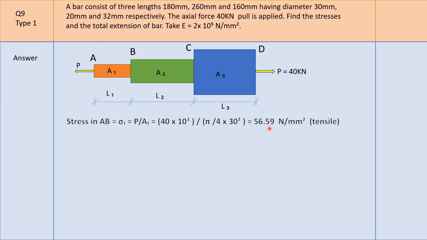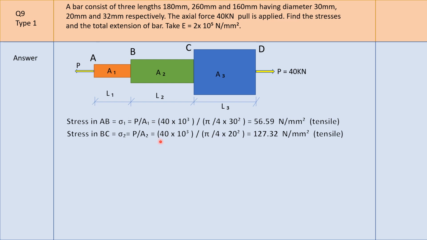Then how to calculate the stress in BC? Stress in BC will be equal to sigma 2 is equal to P divided by A2 is equal to, now P is common, so it will be again 40 into 10 raised to 3 in Newton, divided by area will be pi divided by 4. Now the area A2 is given here as 20, diameter is given 20, so it will be pi by 4 into 20 square.